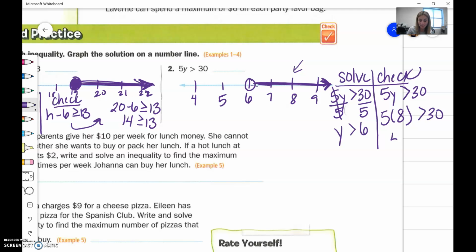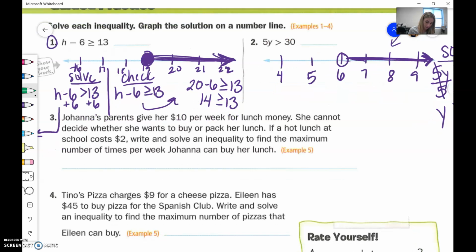5 times 8 is 40. Is 40 greater than 30? Yes, we have done it correctly. Okay, let's take a look at this one.